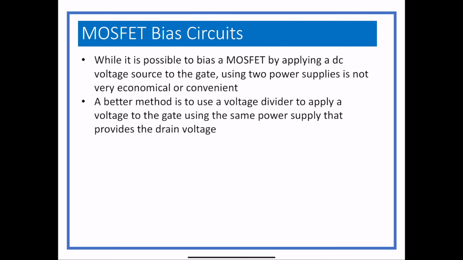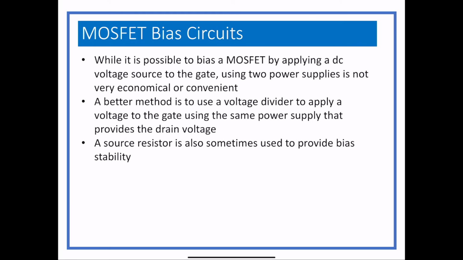So the standard method, this is not the only method or the only kind, but one of the most common methods is to use a voltage divider from the source voltage and have the midpoint between two resistors be at the gate, and you create a voltage divider at the input. And then you can also add a source resistor. It just adds some stability to the circuit.